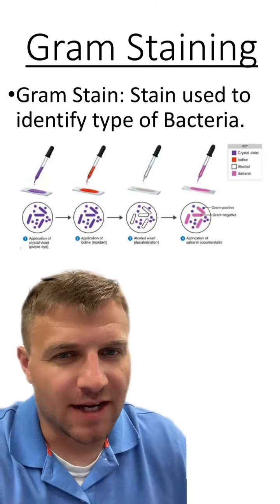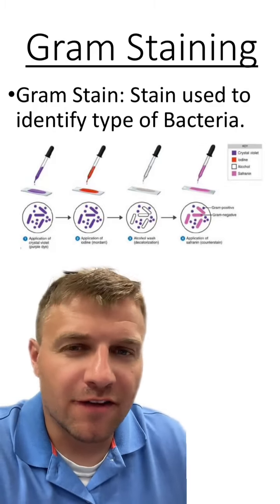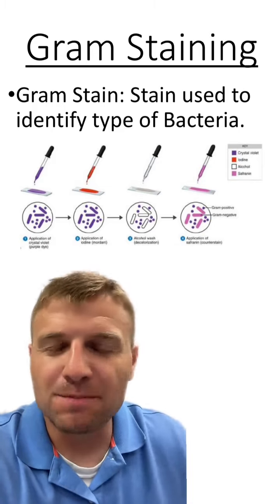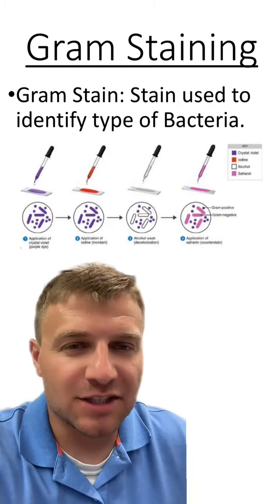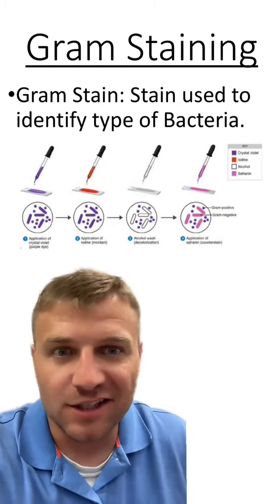Let's talk about gram staining. Gram staining is used to identify different types of bacteria. And this is basically a lab procedure where you're going to use different inks and dyes to dye bacteria to identify what type of bacteria it is.